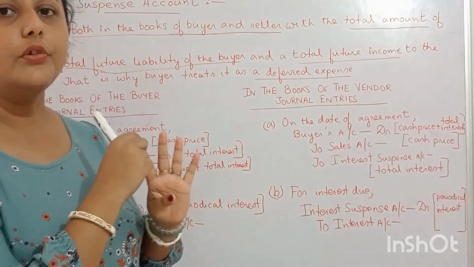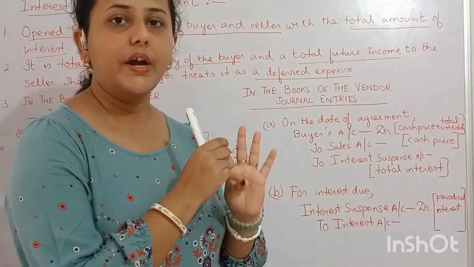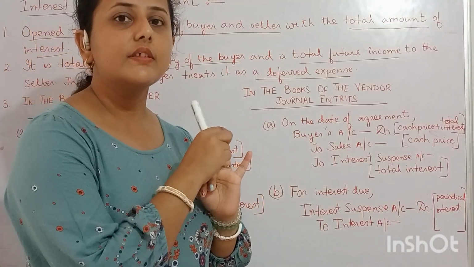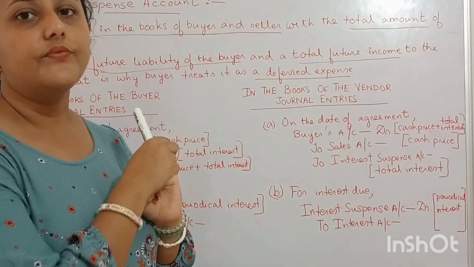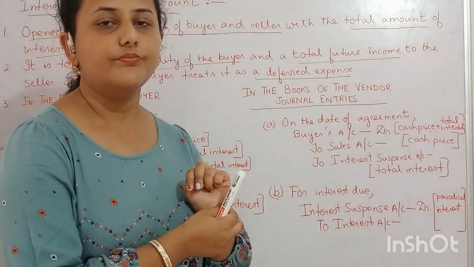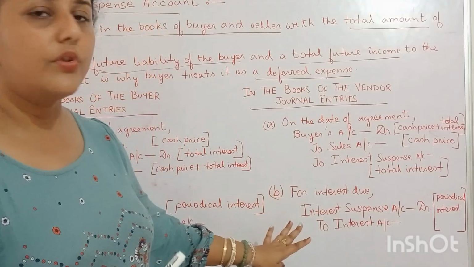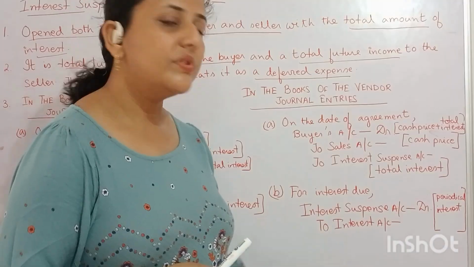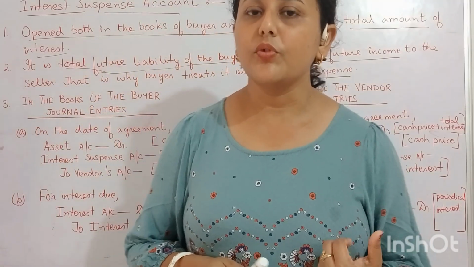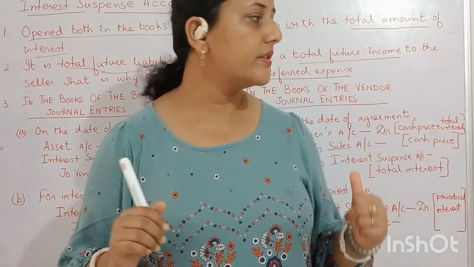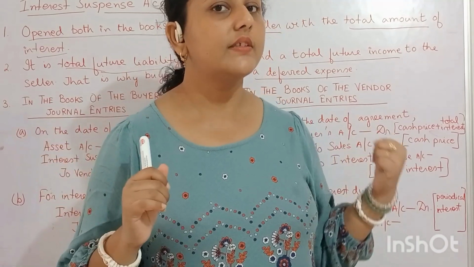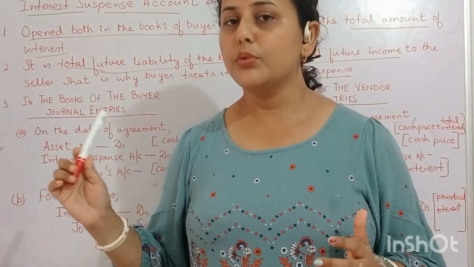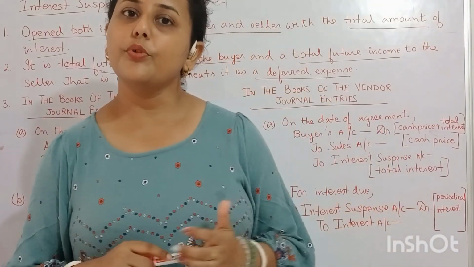The first one is buyer's account. The second one is interest account. Third one is interest suspense account, and the fourth one is profit and loss account. So these are the 4 ledger accounts to be opened in the books of the vendor. I hope this topic is very much clear to you, as well as the journal entries to be passed in the books of the buyer as well as in the books of the vendor, and what are the ledger accounts to be opened in both the books of buyer and vendor. Hope you have understood.